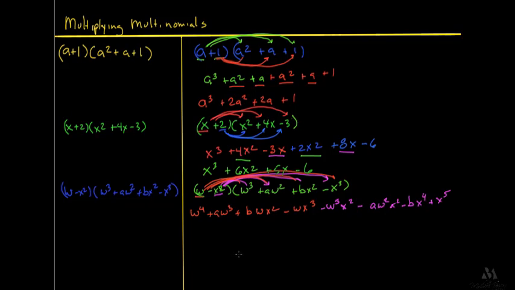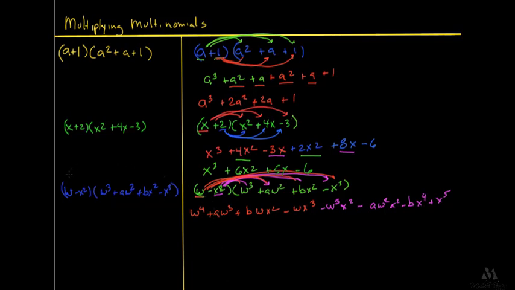Do we have any like terms? I don't have any other w to the fourth. How about a w to the third? No. bwx squared? Nope. How about wx to the third? Nope. So what we're finding is we didn't come up with any like terms, so there's nothing to combine, so this is our final expression.